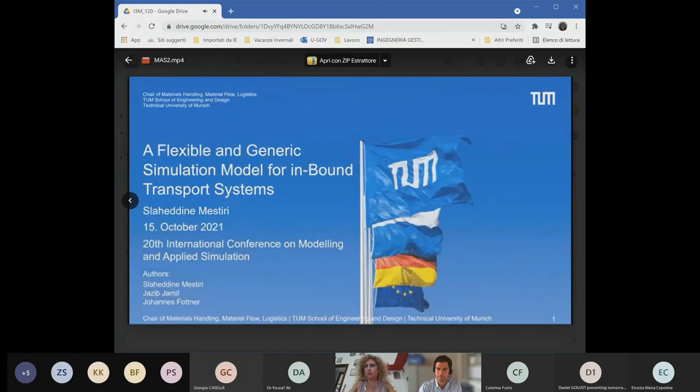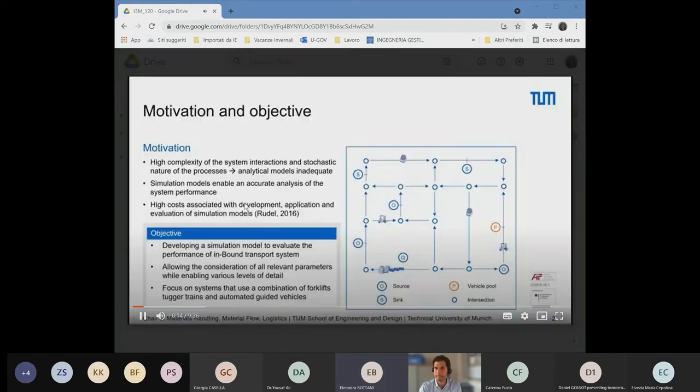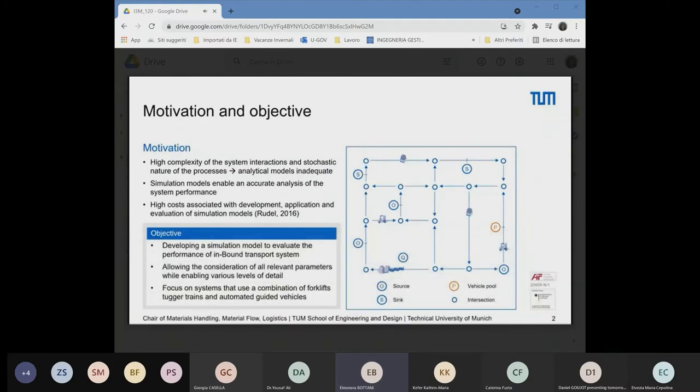Hello, everyone, and welcome to my presentation. I'm here today to present a flexible and generic simulation model for inbound transport systems. Inbound transport systems are an integral part of logistics networks, and they often represent a condition for the economic success of companies.